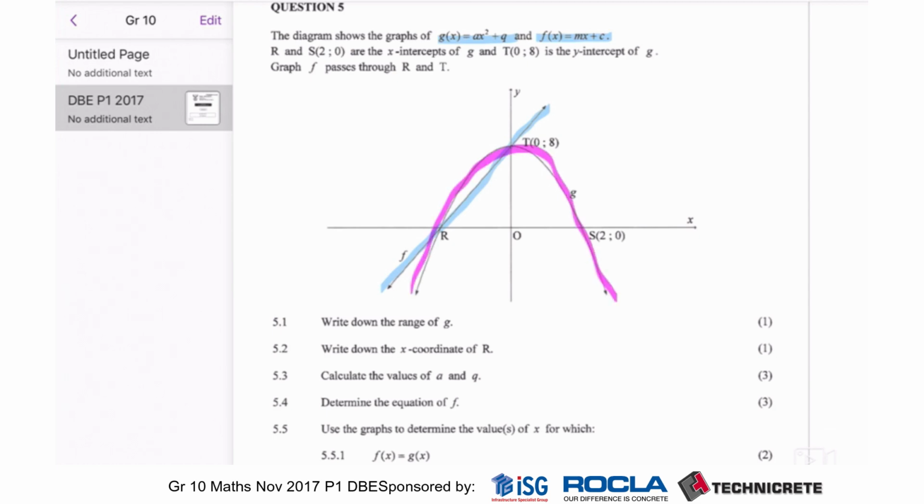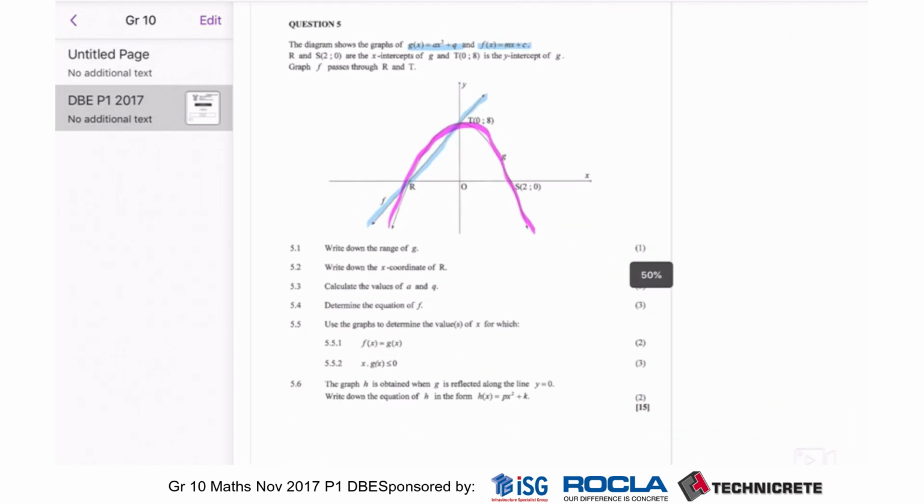R and S, we get given the coordinates, are the x-intercepts. Big clue. Okay, they're giving me one of the x-intercepts, and the parabola goes through 0. Okay, T, they give me T (0; 8), the y-intercept of g. The graph f passes through R and T.